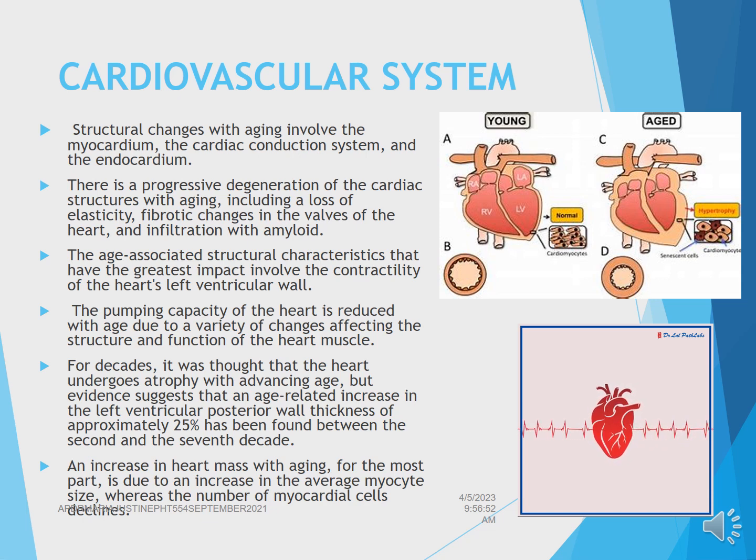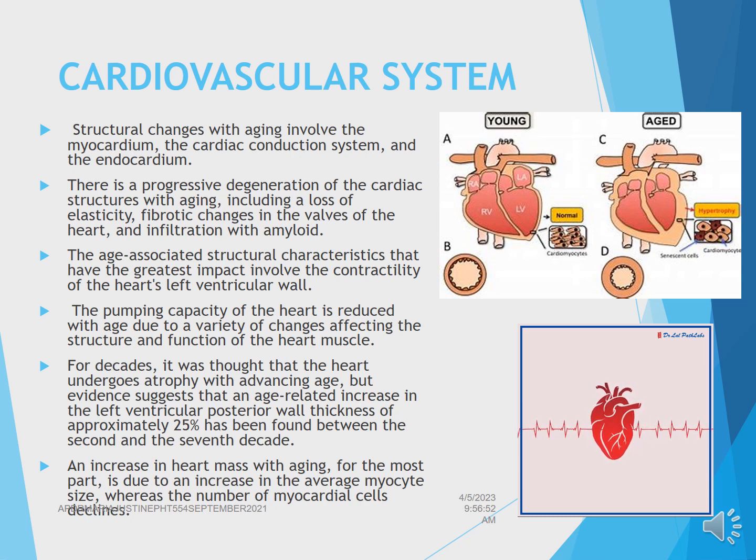The age-associated structural characteristics that have the greatest impact involve the contractility of the heart's left ventricular wall. The pumping capacity of the heart is reduced with age due to a variety of changes affecting the structure and functions of the heart muscles.